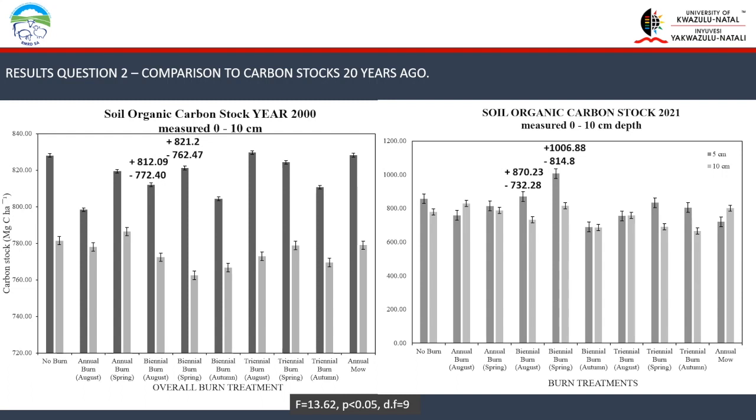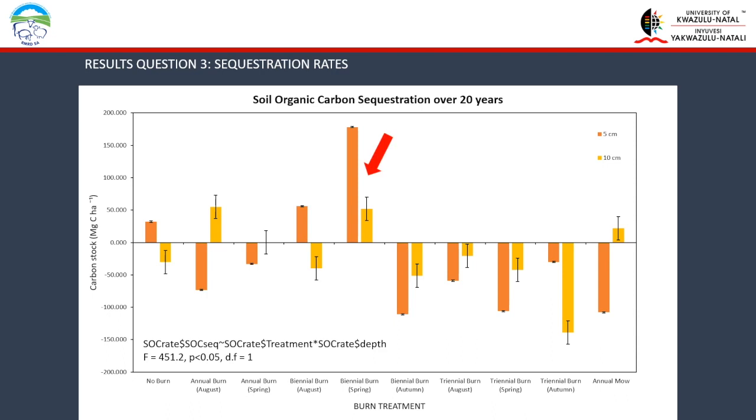Carbon stocks calculated from year 2000 showed greater carbon stock gains in the top centimeters of soil, after which stocks decreased significantly. Following 20 years, biennial spring burns showed greatest organic carbon gains, followed by biennial autumn burns. The greatest significant sequestration rate gains were obvious in treatments burned biennially in the spring, within the first 10 centimeters of soil. Biennial burns and no-burn treatments also showed carbon sequestration gains, but not to the level of the biennial spring burns.